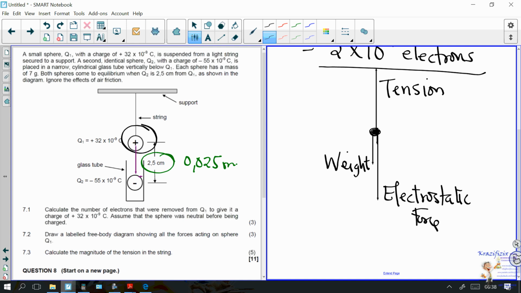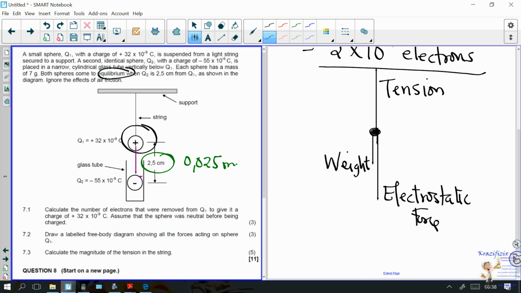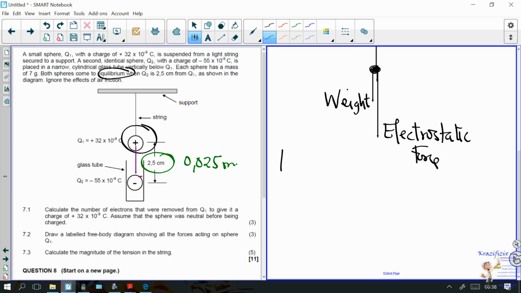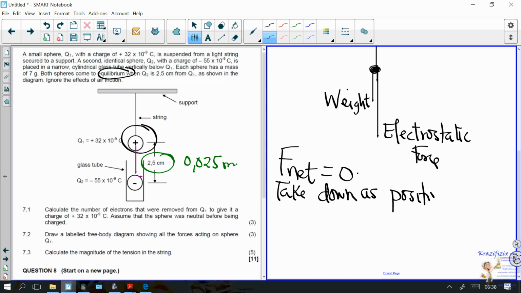Calculate the magnitude of the tension in the string. Now the question actually says that this thing comes to equilibrium. When it comes to equilibrium, you know what it means? It means my F net equals to what? 0. So let's take downward as positive. So what do we have? F net will be equal to, because it's at equilibrium, if my downward force is positive, it means my upward force should be negative.